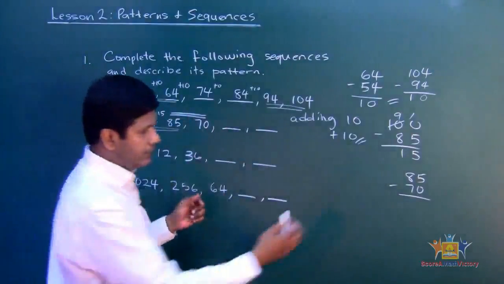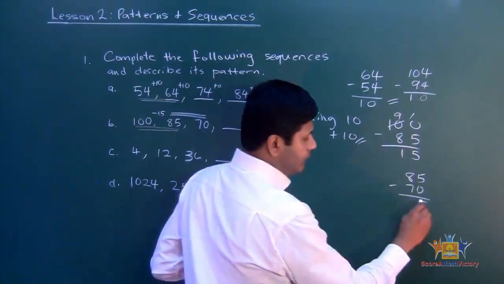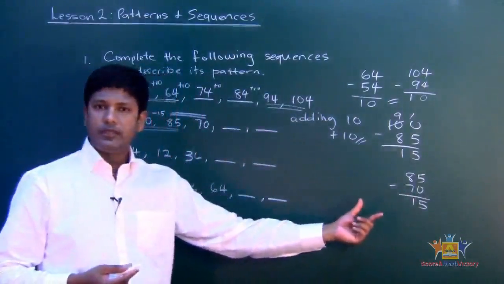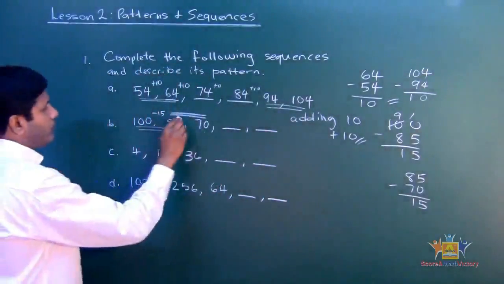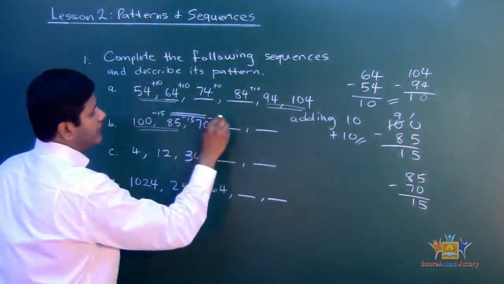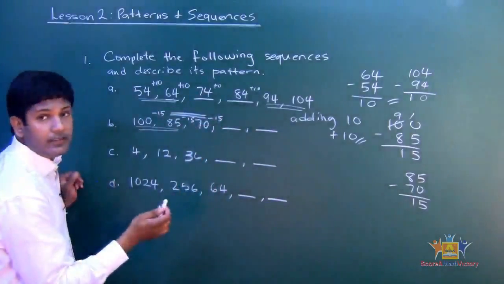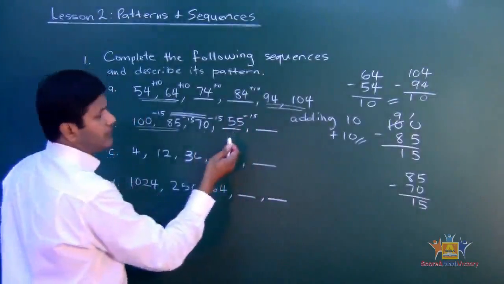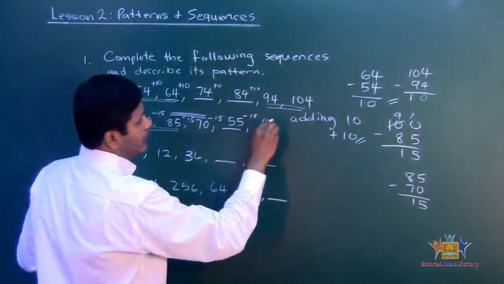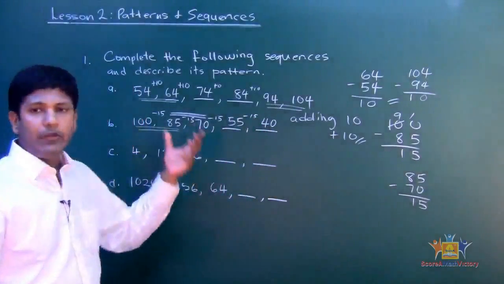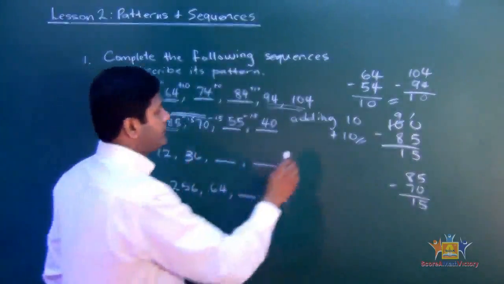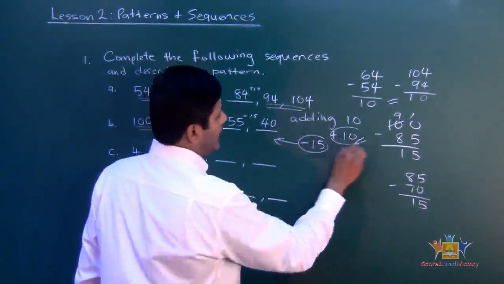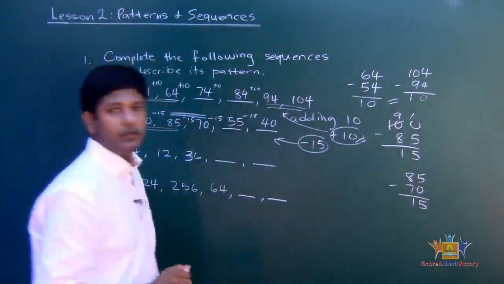Let's see that. 5 minus 0 is 5. 8 minus 7 is 1. There you go. That confirms it. The pattern is I'm subtracting by 15. That means 70 minus 15 is, very good, 55. And then minus 15 is 40. There you go. I filled in the blank. And what's the pattern? Exactly. Minus 15 is the pattern for this one. And then add 10 is for that one.